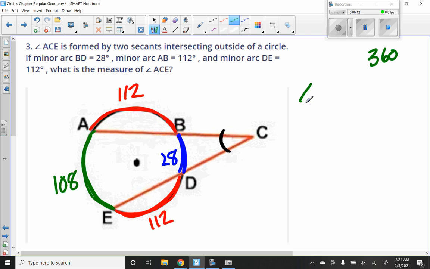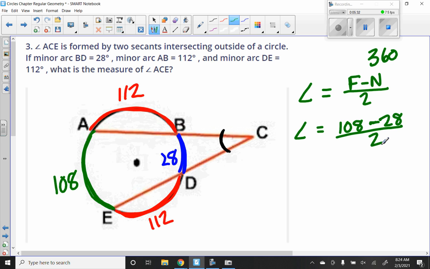Remember, the angle that I'm looking for is found by taking far minus near divided by 2. Angle equals 108 minus 28, divided by 2. That is your formula to get the angle measurement.